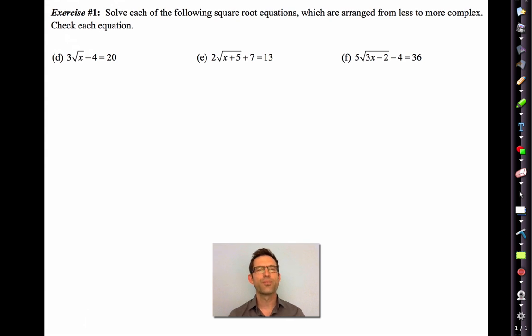Okay, let's go through them. Now letter D, this one's still pretty simple. I'm not going to list these things out anymore. I took the square root, then I multiplied by 3, then I subtracted 4, and I got 20.